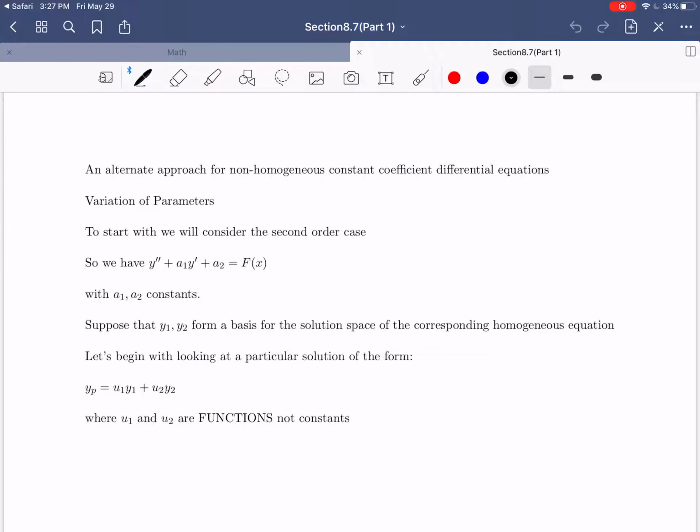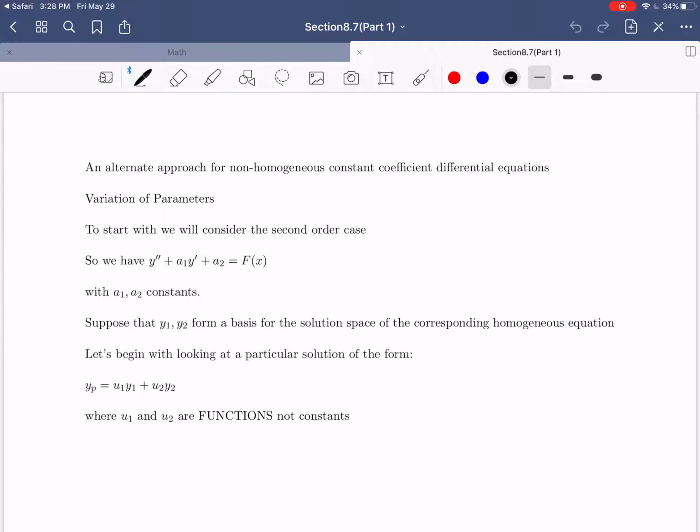annihilator. This alternate approach that we're going to learn is called variation of parameters. What we're going to do in this video is work through and discover how variation of parameters works in the second order situation. So we're not going to do it in general just yet.